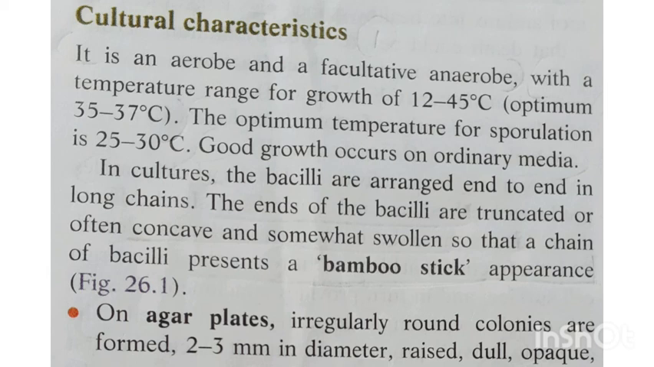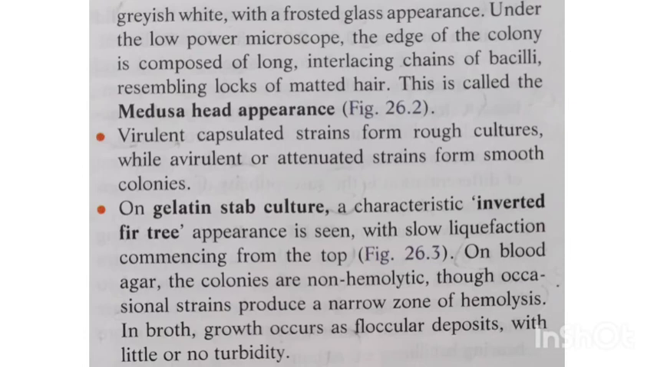Okay. And on cultures, they form round colonies with a diameter of 2 to 3 millimeters, and these colonies are raised, dull, opaque, grayish white with a frosted glass appearance. That is, the colonies are raised and dull in nature, opaque, and their color may be grayish white, and they have a frosted glass appearance. Frosted glass appearance means if we keep a glass inside a freezer, you can see the glass become opaque, right? A frosted appearance on the glass. That is known as frosted glass appearance.